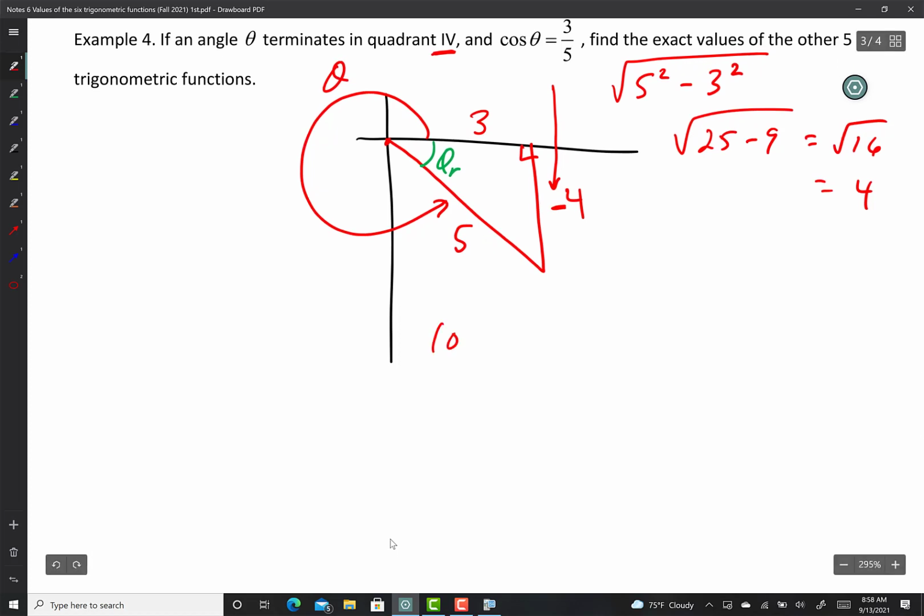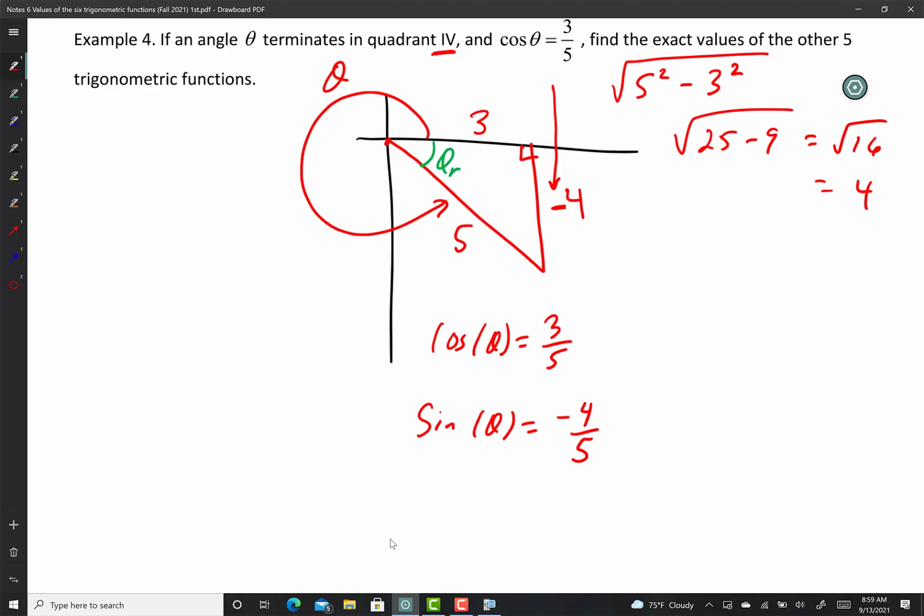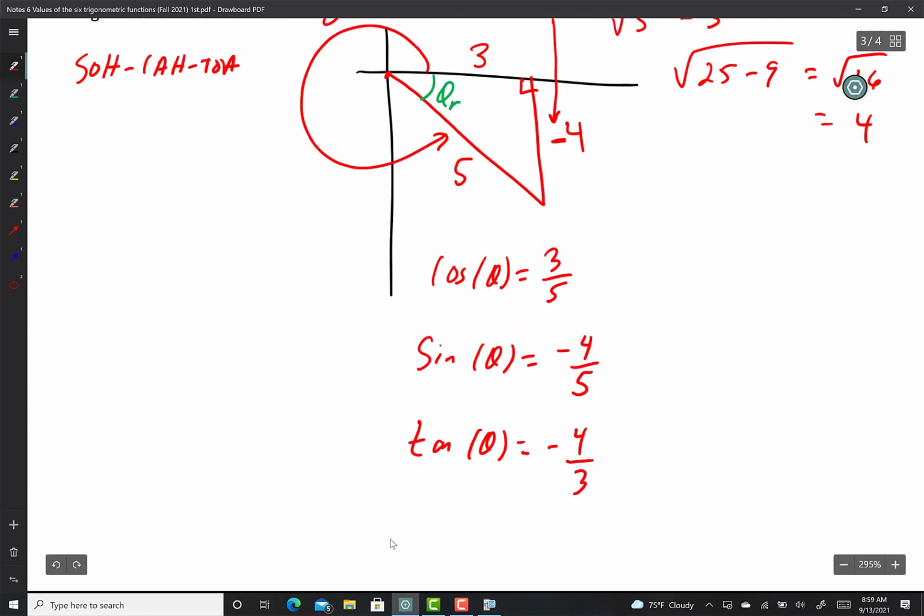They already gave us cosine, but I'm going to type it in here just in case one more time. Cosine is 3/5. That was given. Sine of that angle is negative 4 over 5. I'm just doing Sohcahtoa, guys. So now we're going to do tan. Tan is opposite over adjacent. Perfect. Negative 4 over 3.